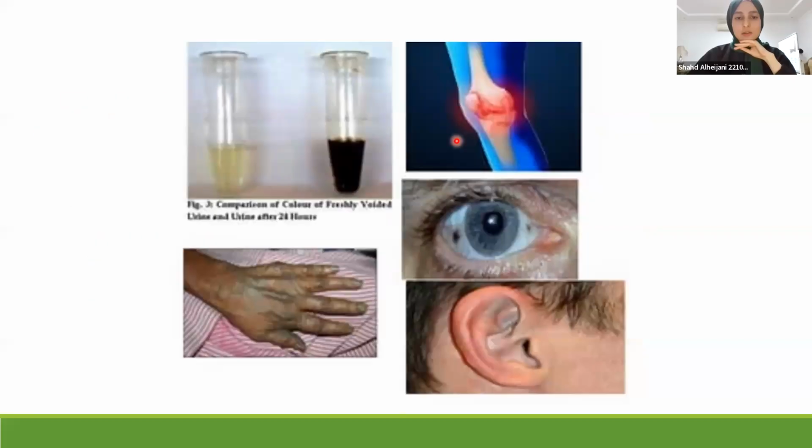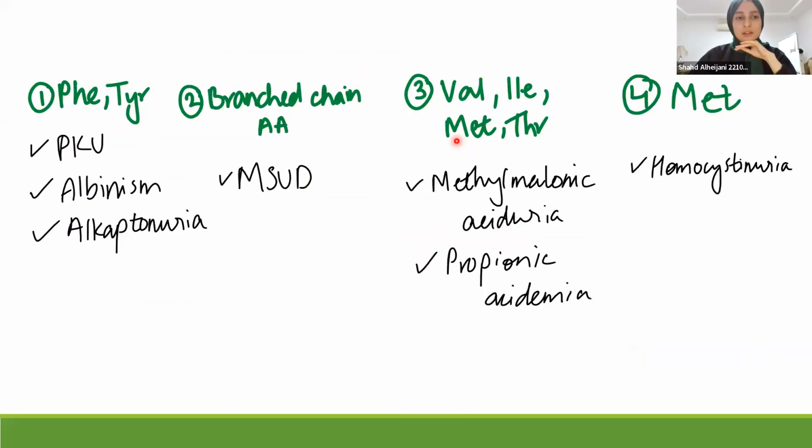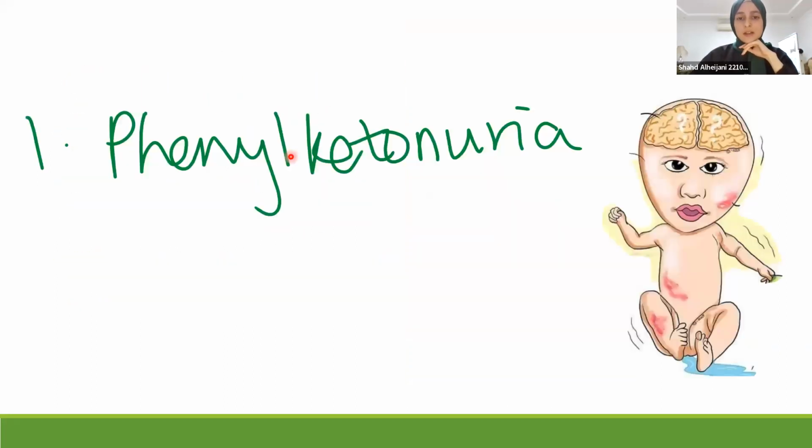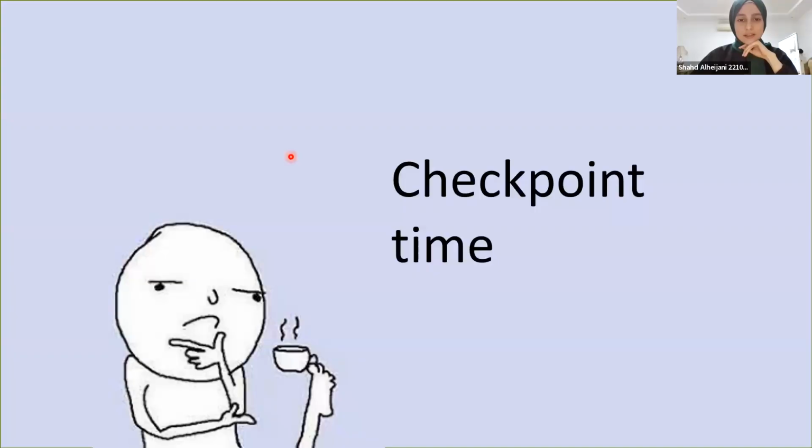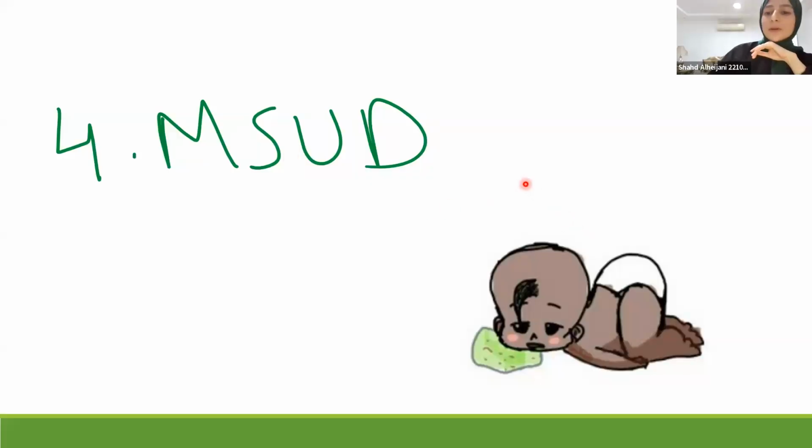Now, let's go back to this slide. So we covered this pathway, phenylalanine and tyrosine. Now we can move to a branched chain amino acid pathway, and for that we have maple syrup urine disease. Okay, let's go to the slide here. For maple syrup urine disease, I want you to remember this image. So what can you tell from this baby? You can type in the chat.